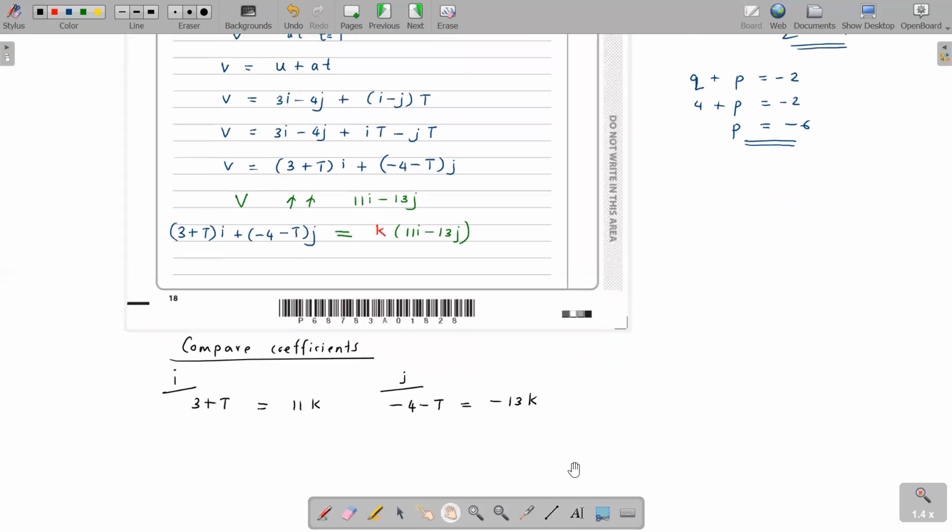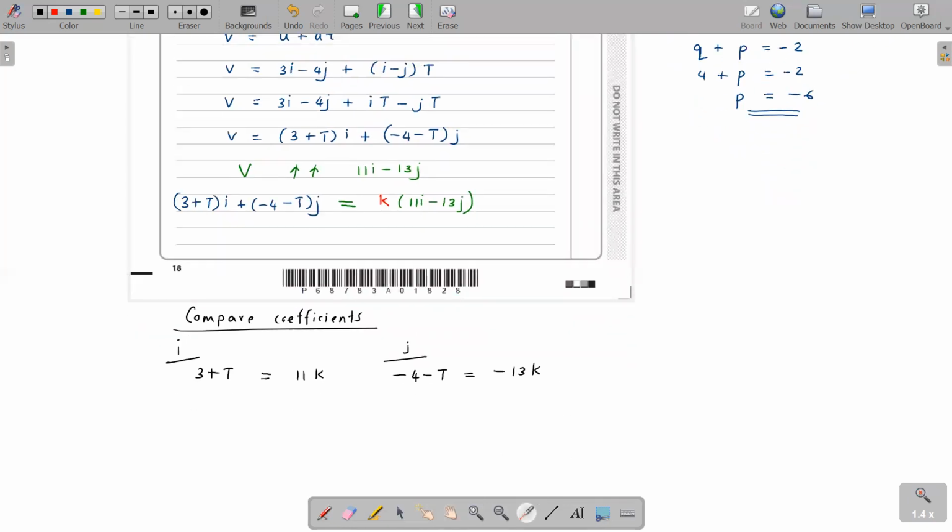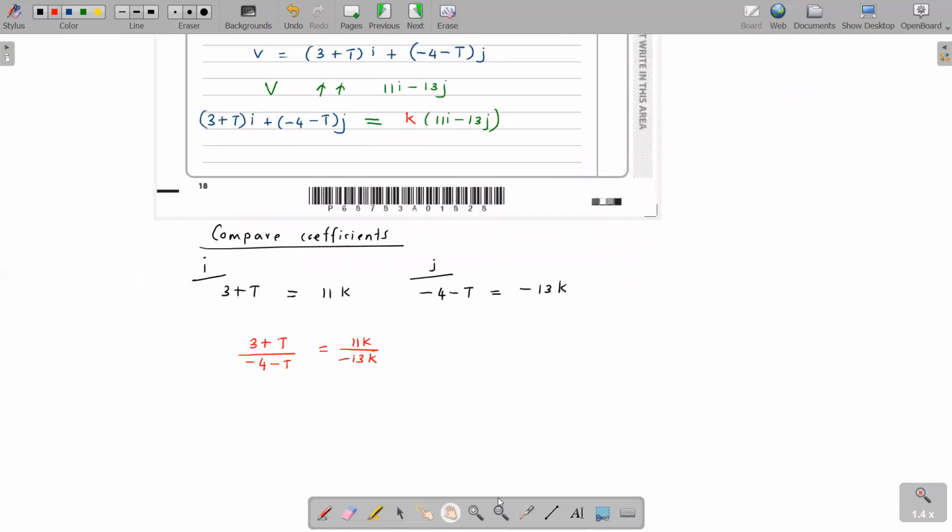So I think the best way to start this is, again, you can see a pair of simultaneous equations. The best way to solve these two simultaneously is, I think, we can divide. In that case, the k will cancel. Shall we divide? (3 plus t) over (minus 4 minus t) equals 11k over minus 13k. You can come to this point directly from here. I'm just showing you how it really came to that point. And now the k will cancel out.